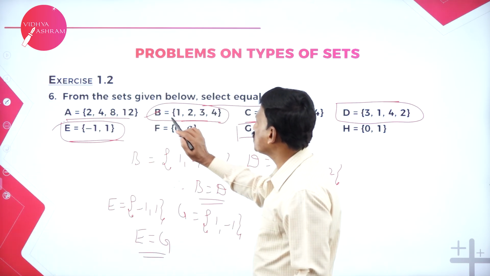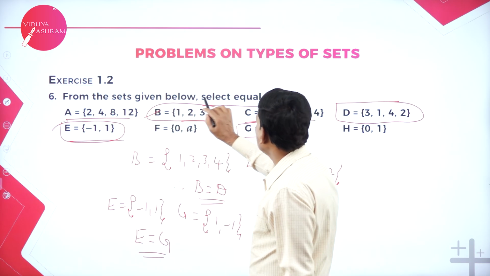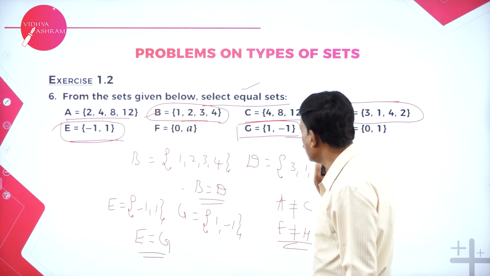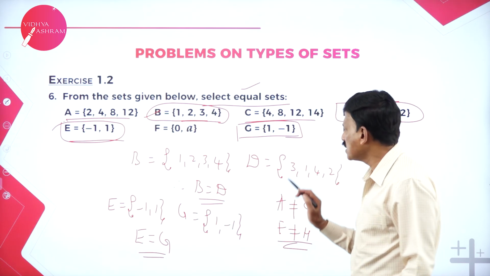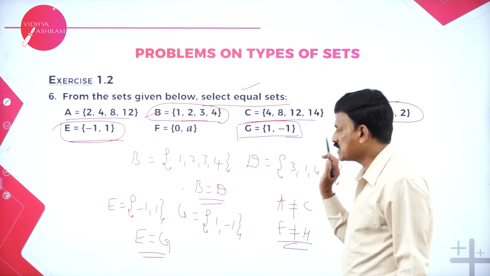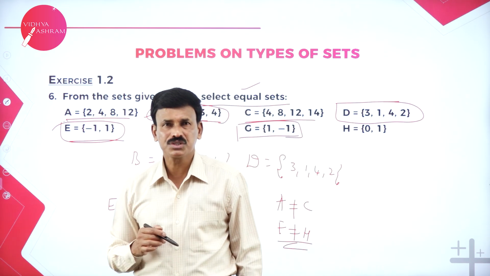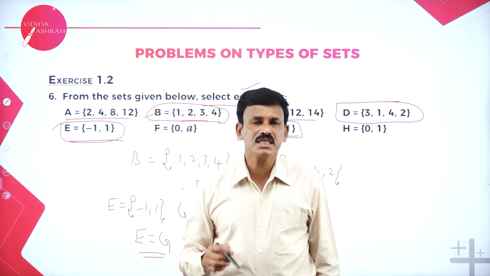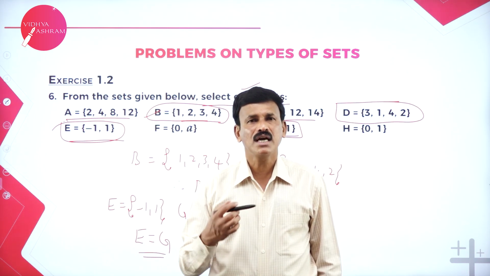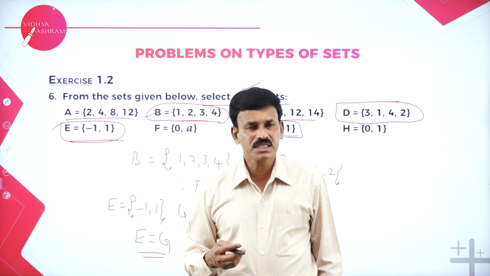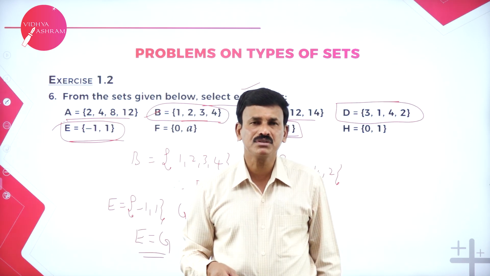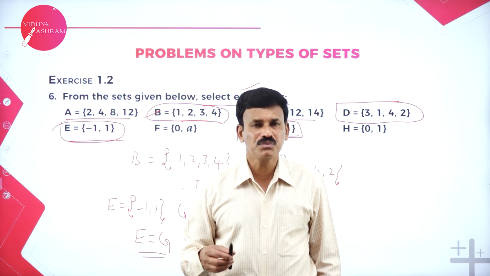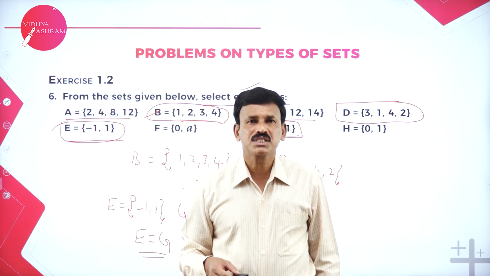So just to say, from the sets given below, select the equal sets. B and D are equal sets. Similarly, E and G are equal sets, whereas these two are not equal sets. So that is how we are going to solve. Okay, that is regarding the examples for a finite set, infinite set, null set, as well as equal sets and a few problems based on this. These are very simple and easy concepts. So you may expect a few questions from this exercise.